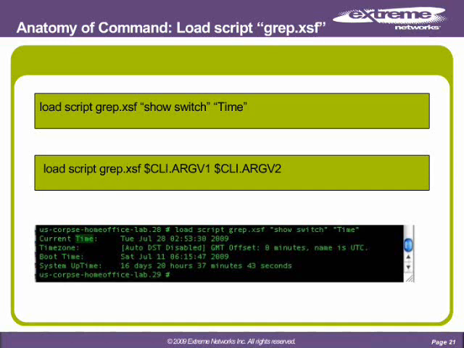Now the load script grep CLI argument 1 and CLI argument 2 are how you execute this script, and this script can be found in the extras portion of this module. CLI argument 1 is the show switch time, and CLI argument 2 is the time.